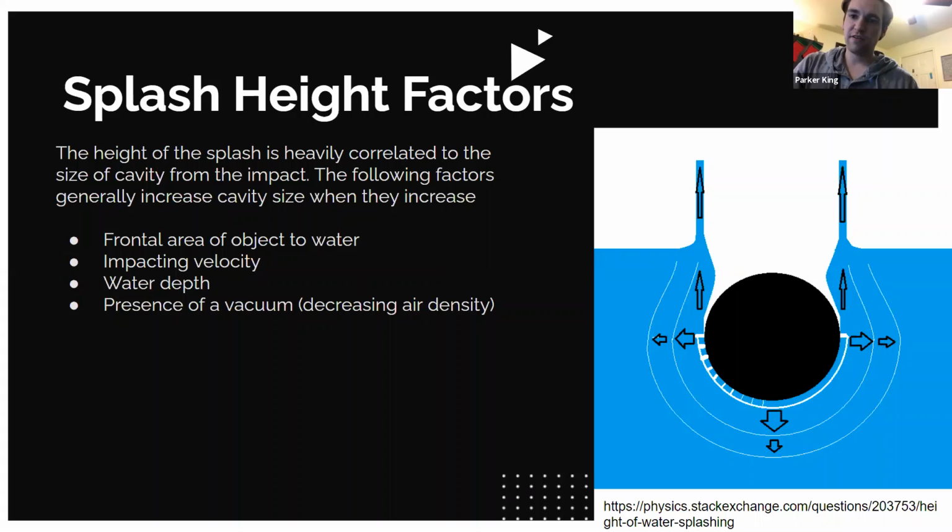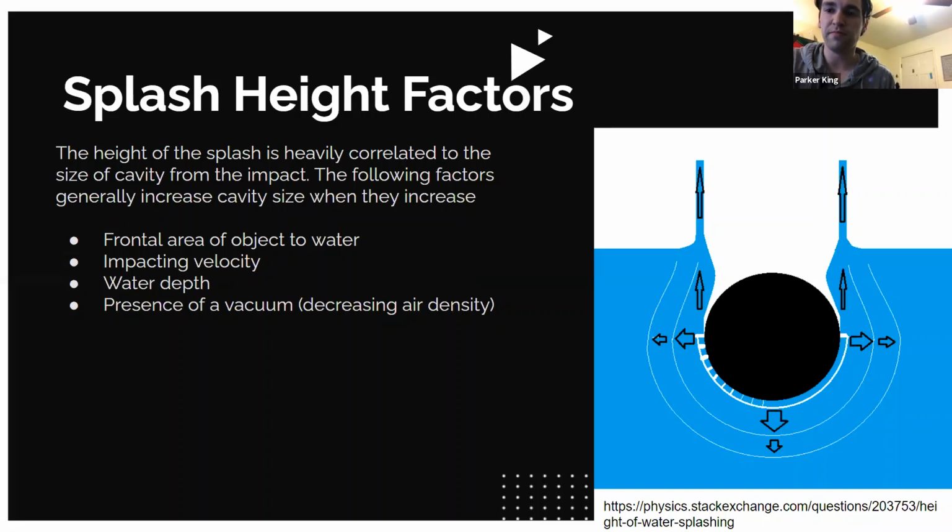We also found how some of these factors related to the splash height, particularly the front area of the object impacting the water will create bigger cavities, which will create bigger splashes. The impacting velocity, as this increases, it also has the same effect as increasing the frontal area.